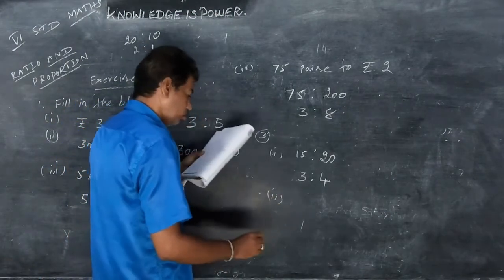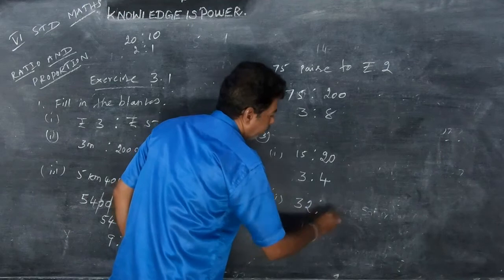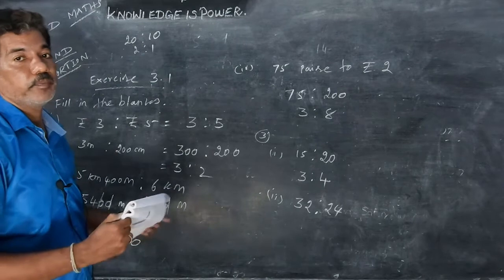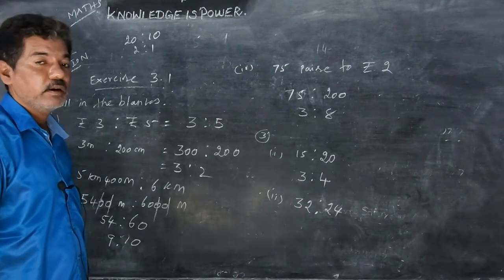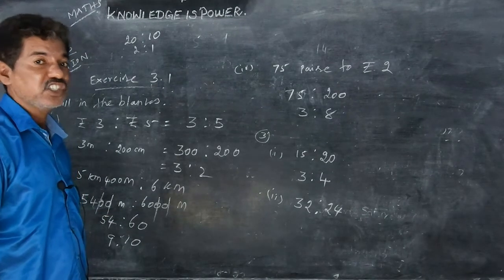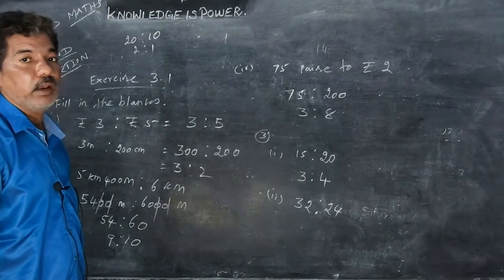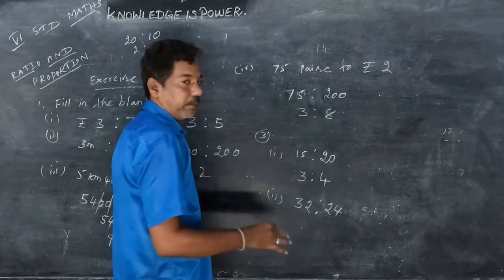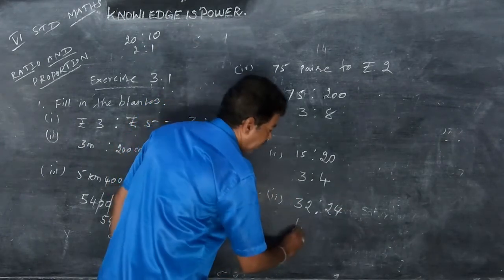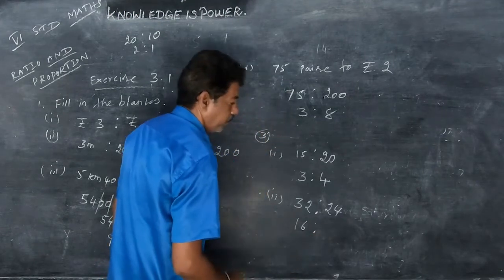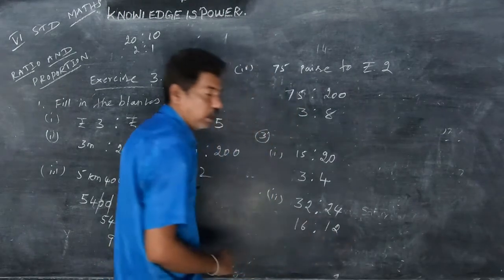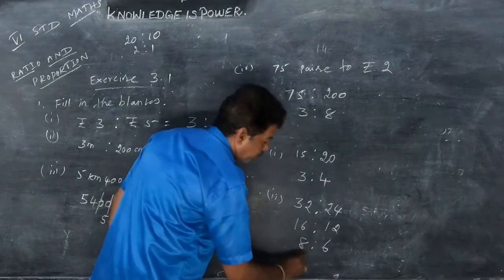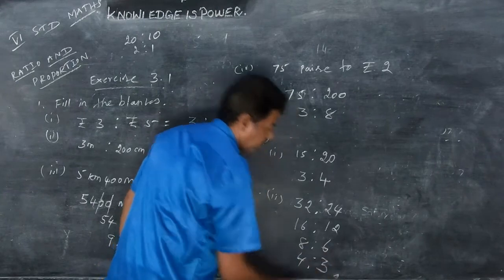Now the second one, 32 is to 24. Okay, 32 means what? It will go in which tables? 16 table, 8 table, 2 table, like that. Both will go in 2 table. Step by step it is very easy in 2 table. Half of 32 is 16, half of 24 is 12. Half of this is 8, half of this is 6, half of this is 4, half of this is 3.